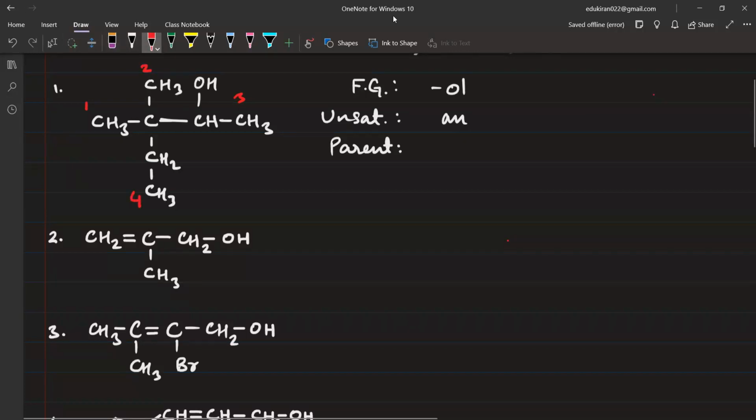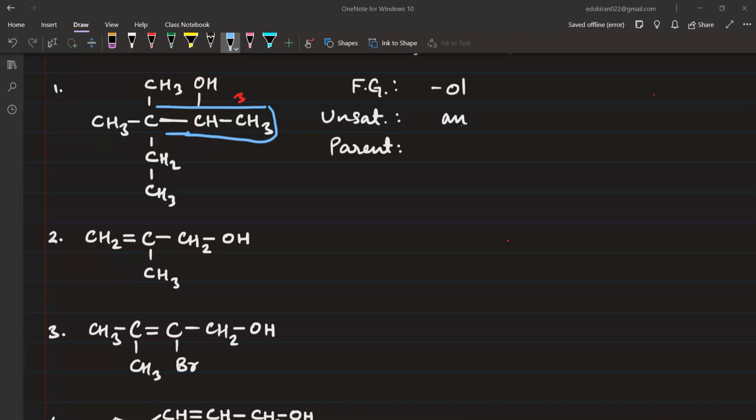Now, which terminal carbon is nearest to the functional group? Tell me, guys. 1, 2, 3, 4. Which is nearest to the functional group? 3, right? So we should include this one. Our parent should continue like this. To start from here, it is going to take this carbon atom, which is containing the OH. Now, when it goes to this carbon atom, tell me where should we go? Up, down, or left?